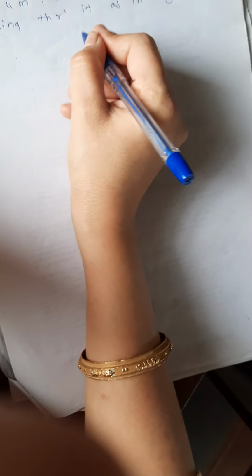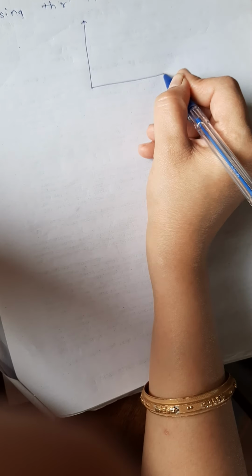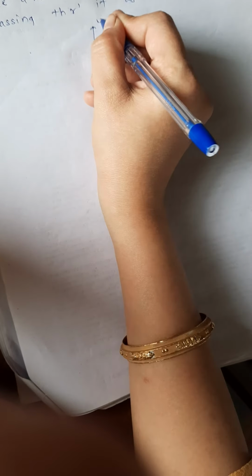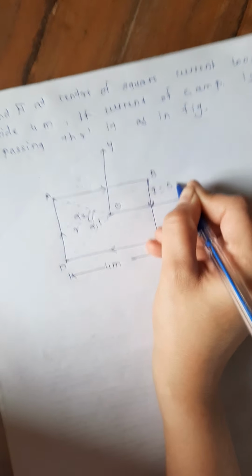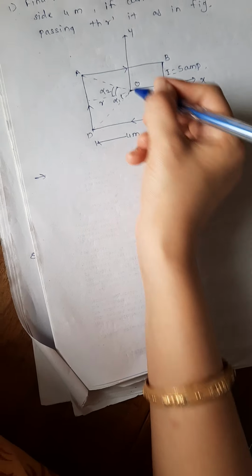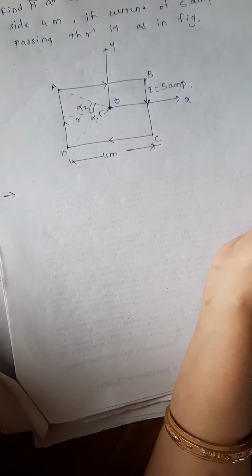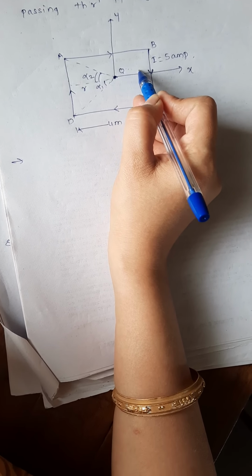So we draw here the diagram. It is x, y. So this is the diagram. Now we have to find out H bar at origin, that means at point 0, 0, that is at 0, 0, 0.